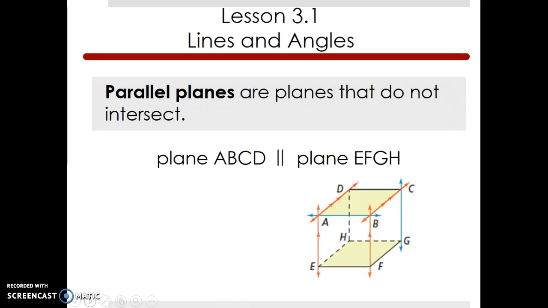The next definition is parallel planes. Parallel planes are planes that do not intersect. So for example, in the picture, you see the shaded A, B, C, D, so the top plane, and plane E, F, G, H, which is the bottom plane. They will never intersect.